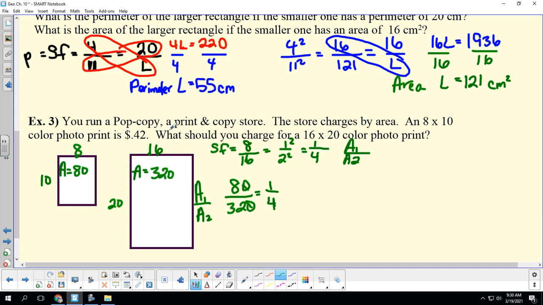Both ways are correct. Okay, so the smaller guy is 42 cents, and we don't know what we should charge for the larger guy. It's going to be L again. So L times 1, we're going to cross multiply, is L, and 4 times 0.42 is 1.68. And that is in dollars. So you can use the area to find dollar amounts as well.